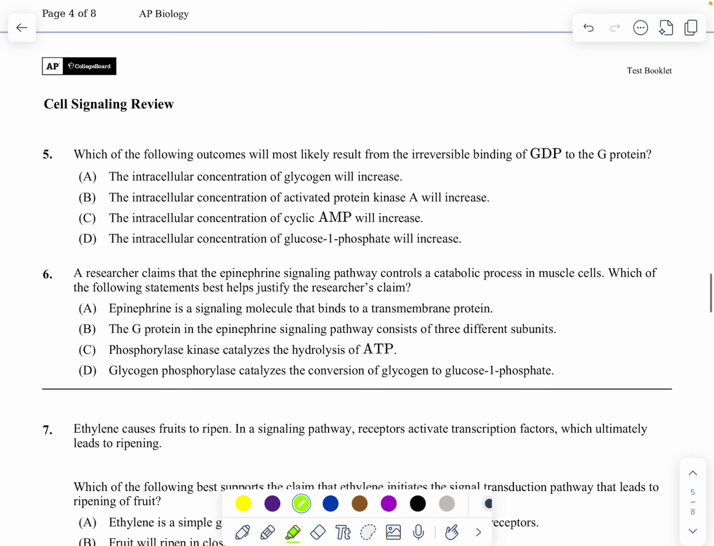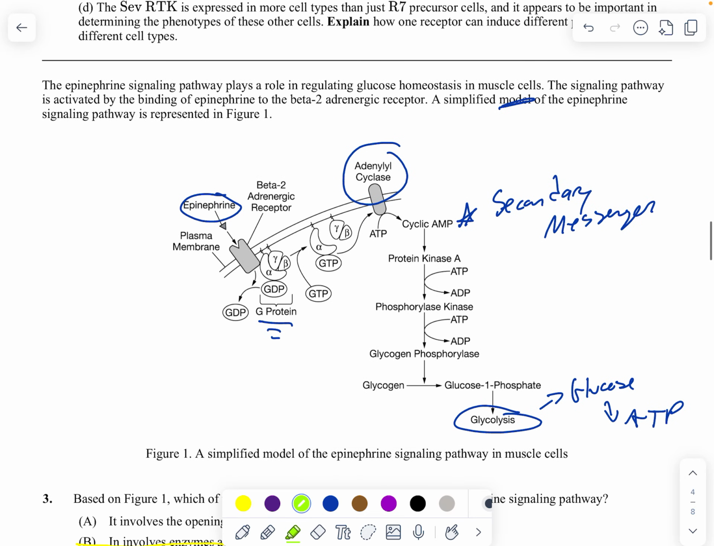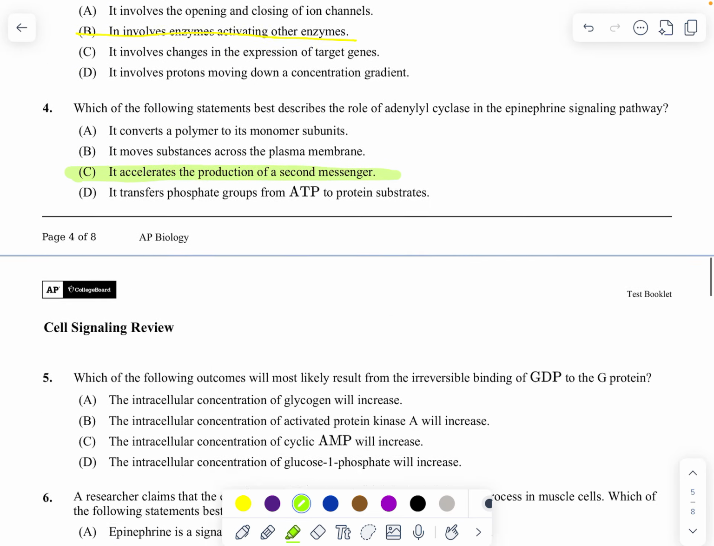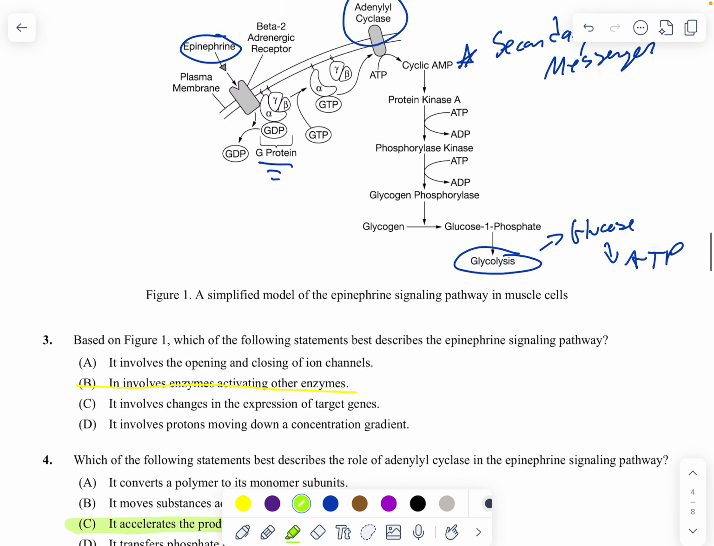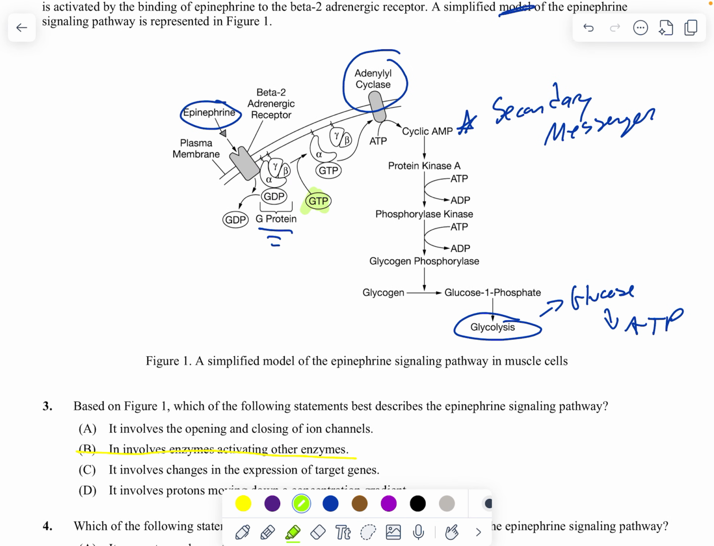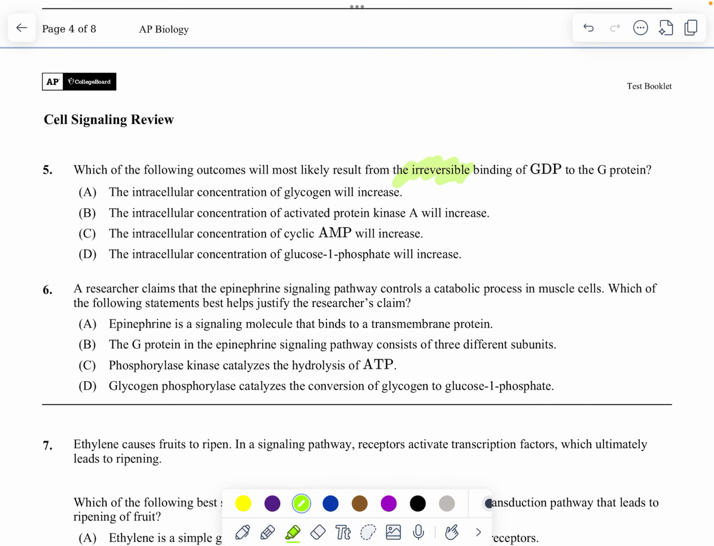Number 5, which of the following outcomes will most likely result from the irreversible binding of GDP to the G protein? Irreversible. Can't undo it. And if you notice up here, you have to have GTP come in. And so what will happen? Glycogen will increase because the pathway will have shut down because GTP can't bind.